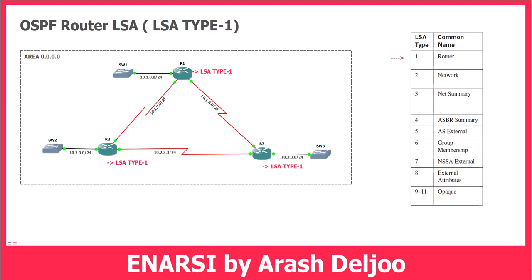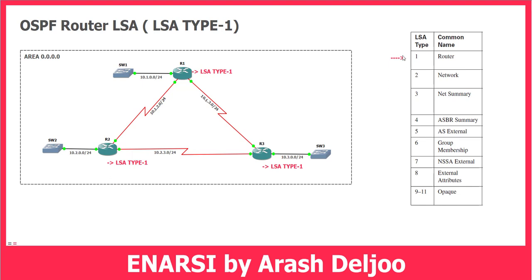Let me emphasize that it is not equal for all LSA types. For example, LSA type 1 is created by all routers, but LSA type 2 is not created by all routers. You will learn about it. For example, LSA type 2 is only created by the DR or designated router. Because of that, about the LSAs and some of the details related to them, we have some differences.